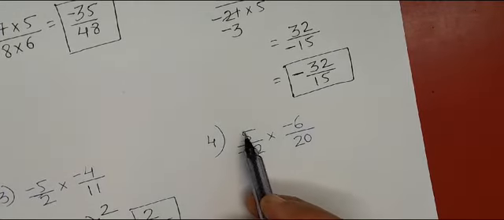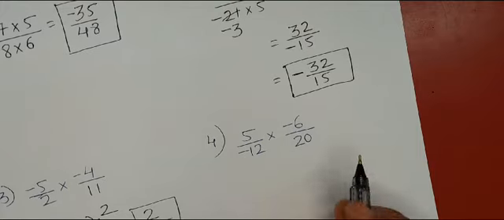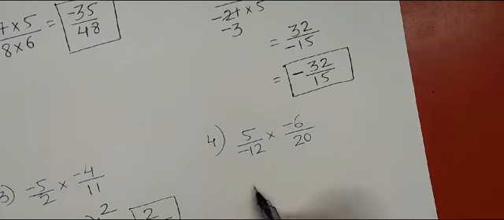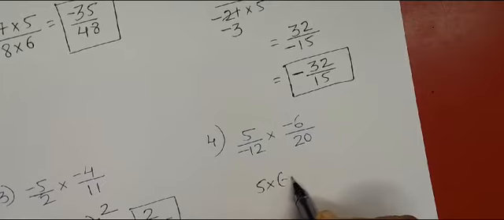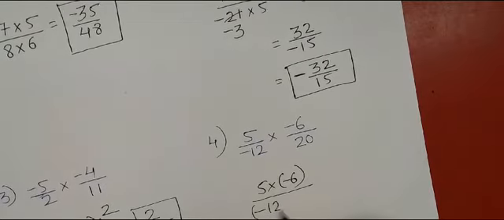In the fourth example we have been given 5 over negative 12 multiply negative 6 over 20. Now we have to take this numerator together and denominator together. So 5 multiply negative 6 over negative 12 multiply 20. Now here we find that this negative in the numerator and negative in the denominator will turn to positive.